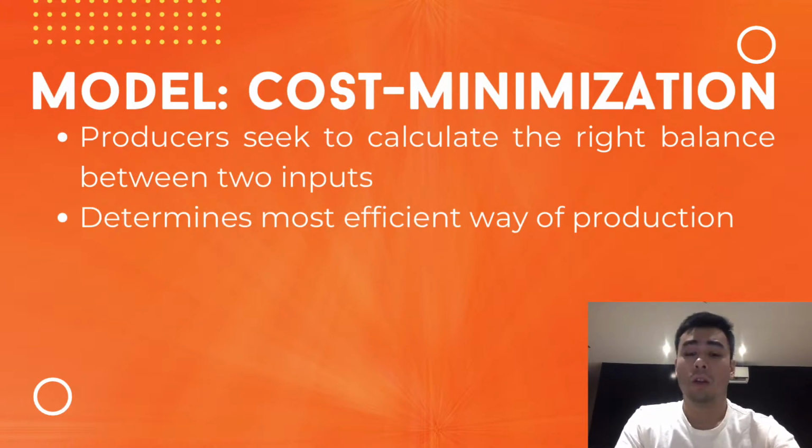Now, this is where the group's suggested model comes in. The group suggested that a cost minimization model will greatly benefit the scenario, since its main rule is to seek and calculate the right balance between two inputs or factors, which is currently present in the problem. This model also often determines the most efficient way of production in a company.